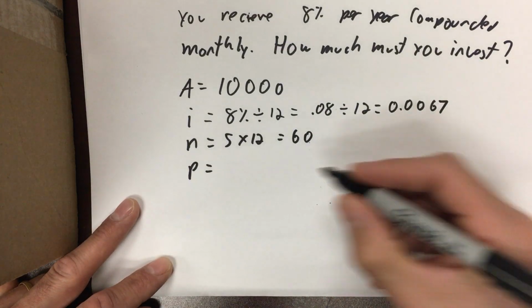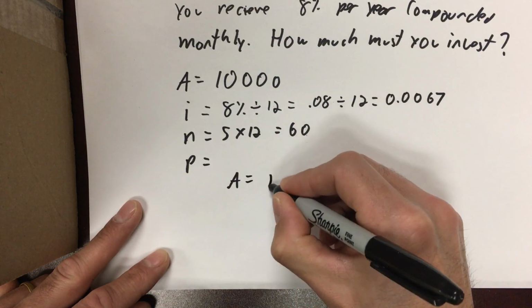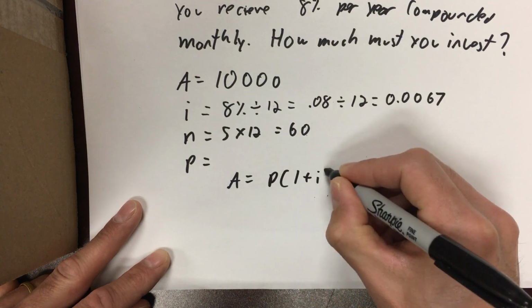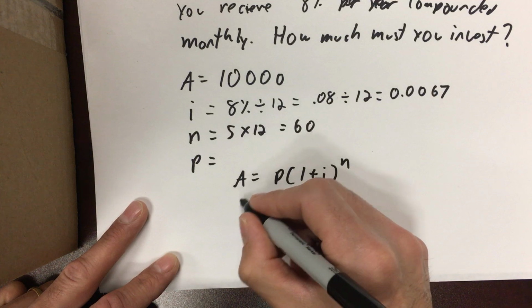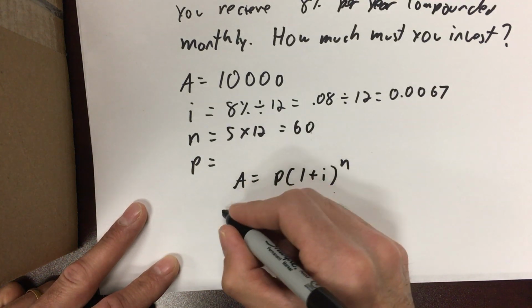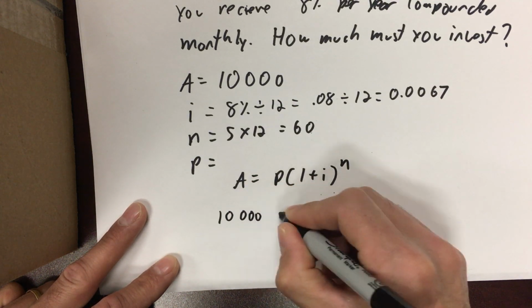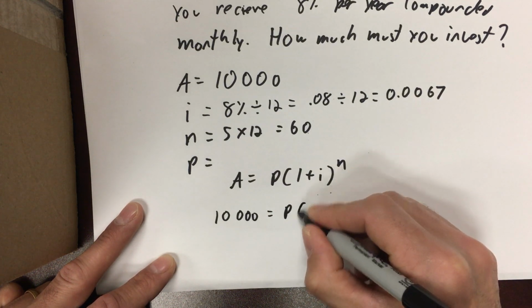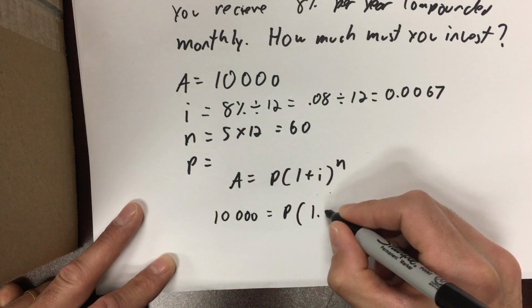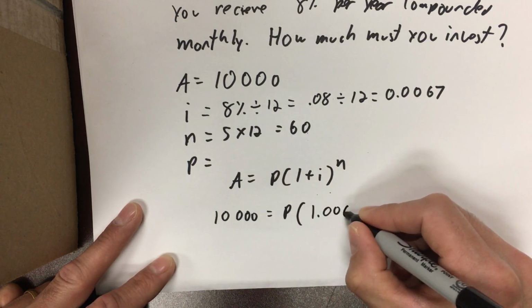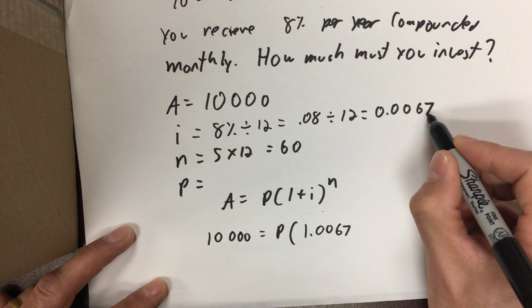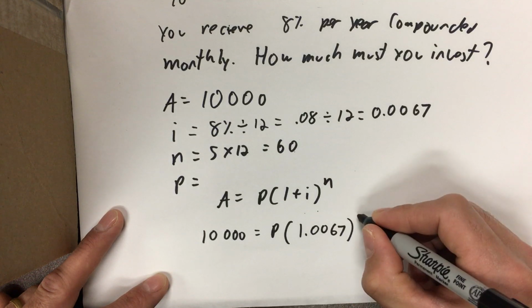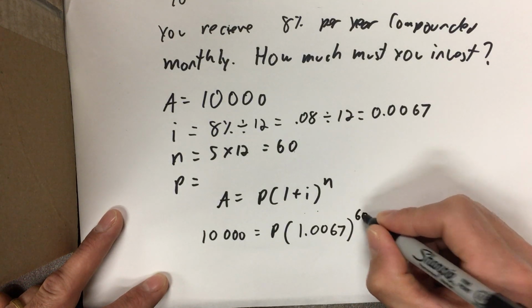So I'm going to write down the equation. Remember, the amount is the principal amount times 1 plus the interest to the number of compounding periods. So the amount we want to end up with is 10,000. Principal is unknown. 1.0067, that's 1 plus I, where I is 0.0067. And then the exponent is 60.